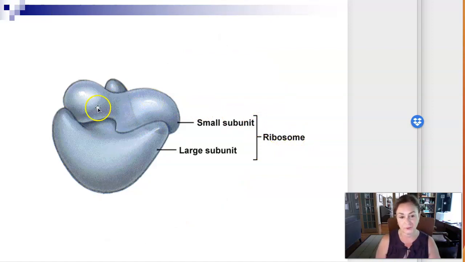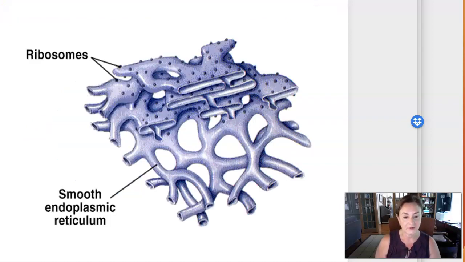You can see how it has two subunits that interlock together. And if you know anything about protein production, the messenger RNA is going to get fed right in between those two subunits and get translated by the ribosome into a protein. So we were saying that ribosomes could exist free-floating in the cytoplasm or attached to the ER.